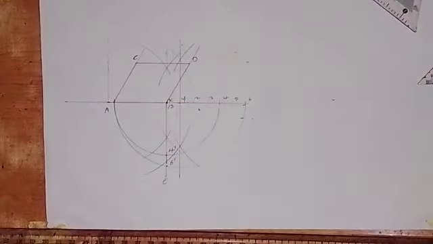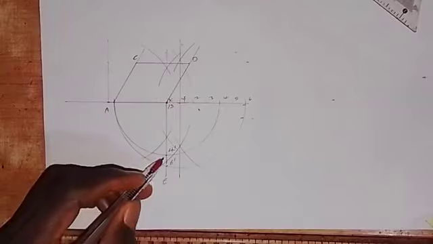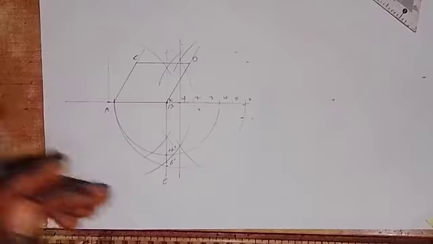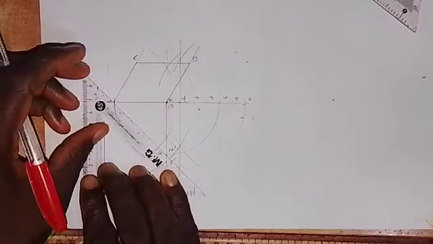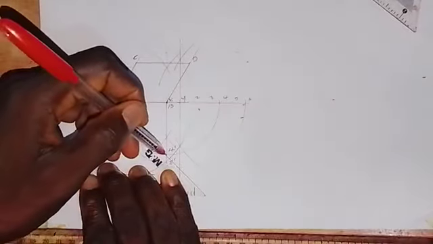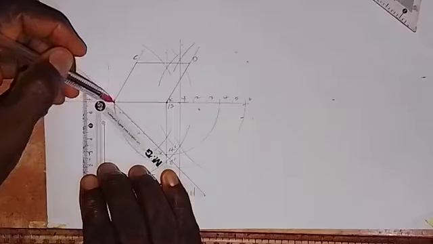So we have this. Now join 4 prime A. Join point 4 prime with point A with a straight line. So it goes like this. So we have this now.